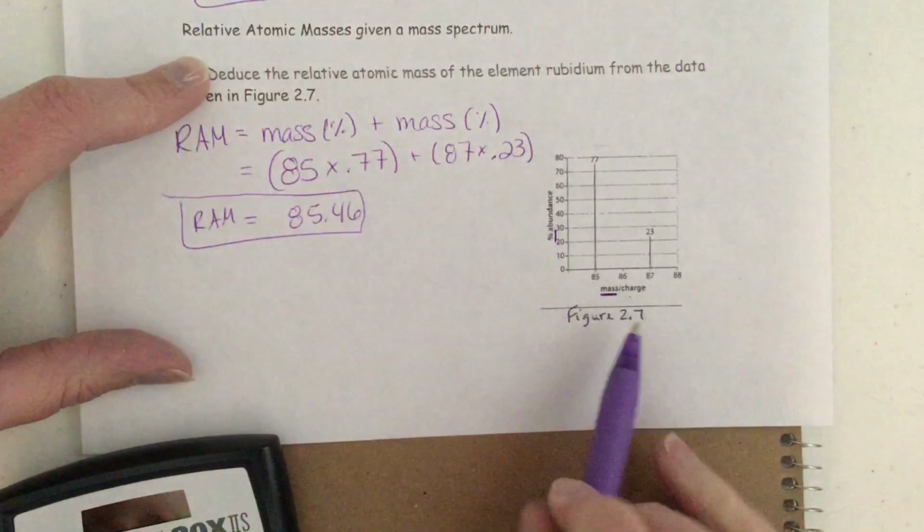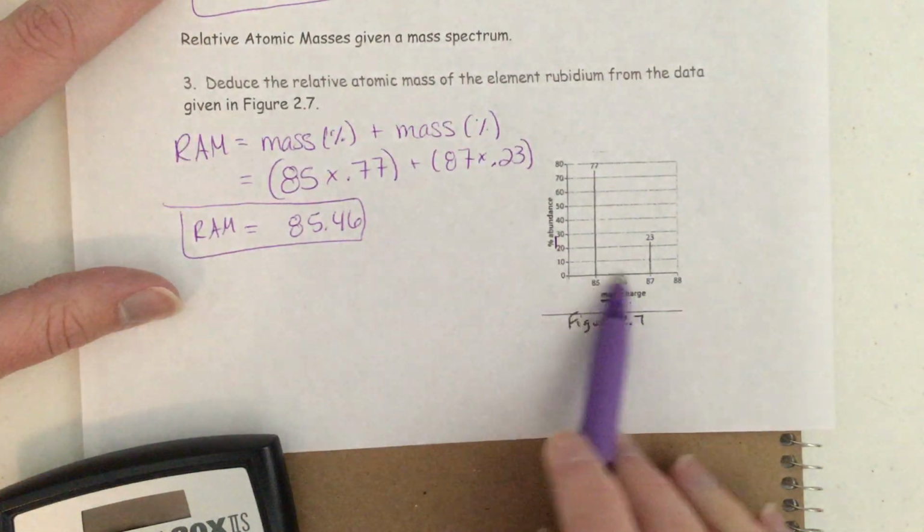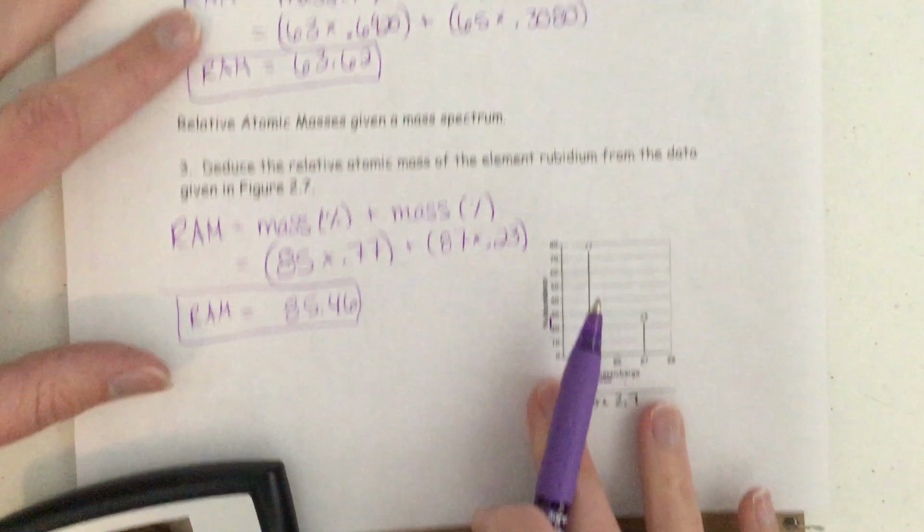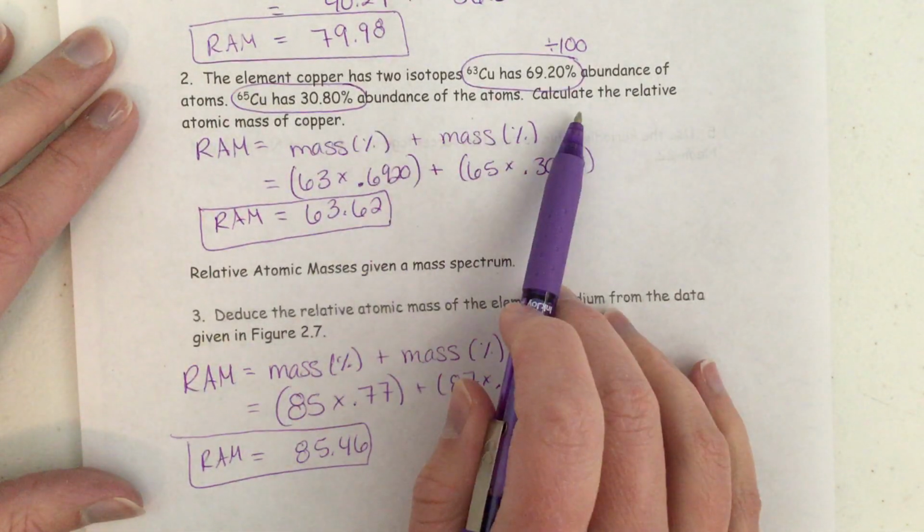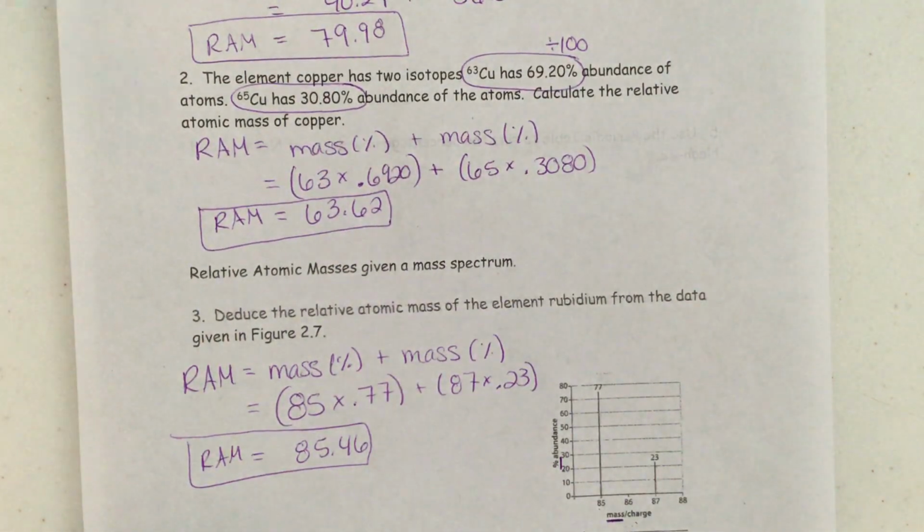So this is the same process, it's just I pulled my numbers off of a graph instead of pulling my numbers out of a problem. So I'm going to do the back here in a second, which is just slightly more complicated math. Okay? See ya.